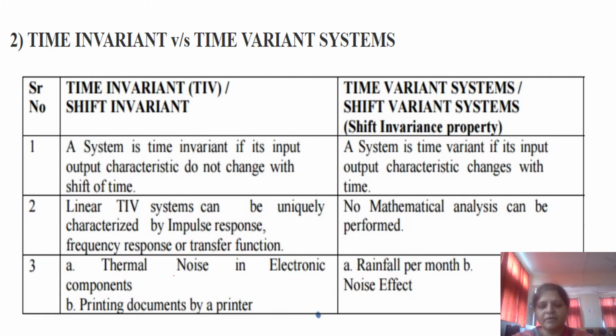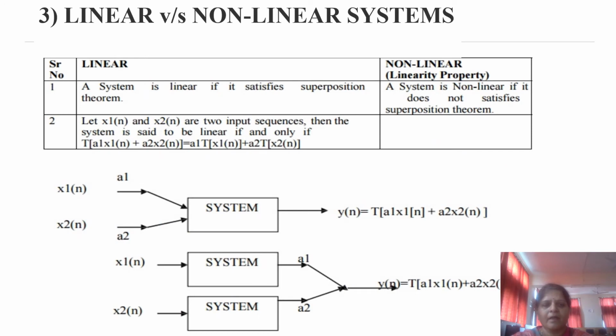Also, we can have an example like rainfall per month, it's very time variant. We can't guess. Again, the noise effect, we don't have any control in the noise. But the thermal noise in electronic components is time invariant. So this is always there. Even if it is changing, this is going to be there. So another example is printing documents by a printer. Okay, so that is what the time invariant and variant means.